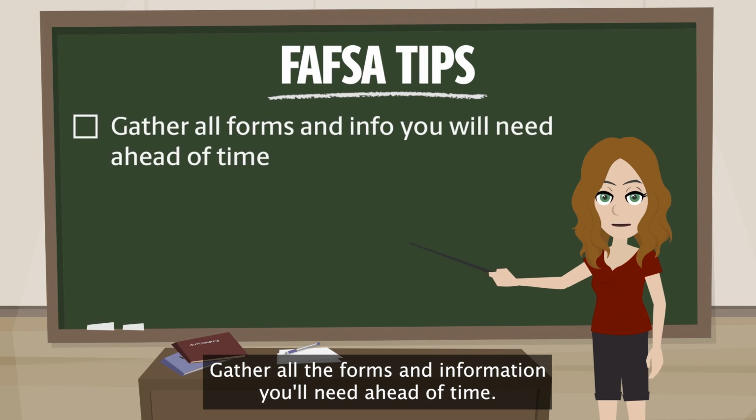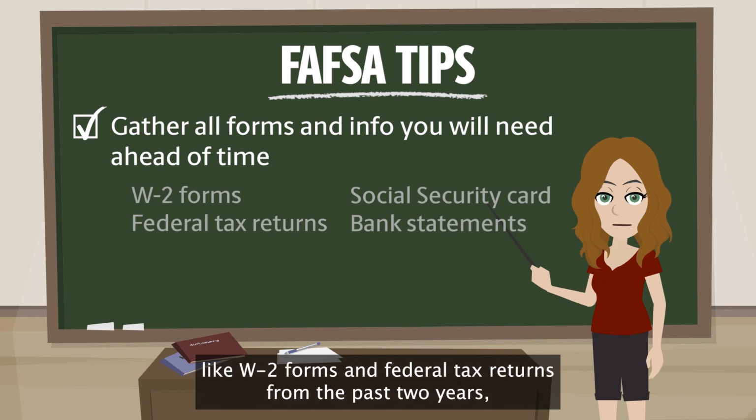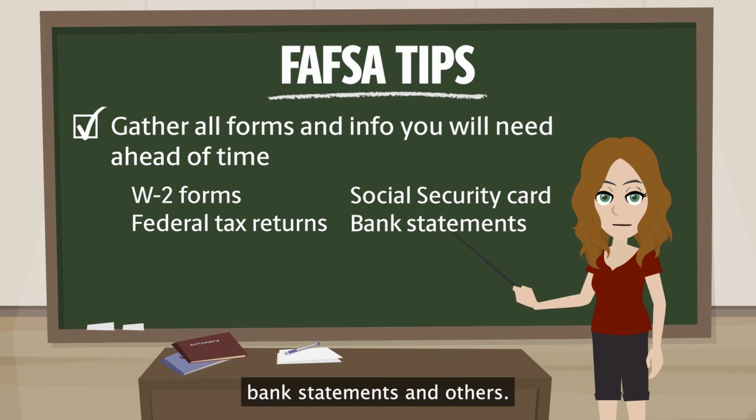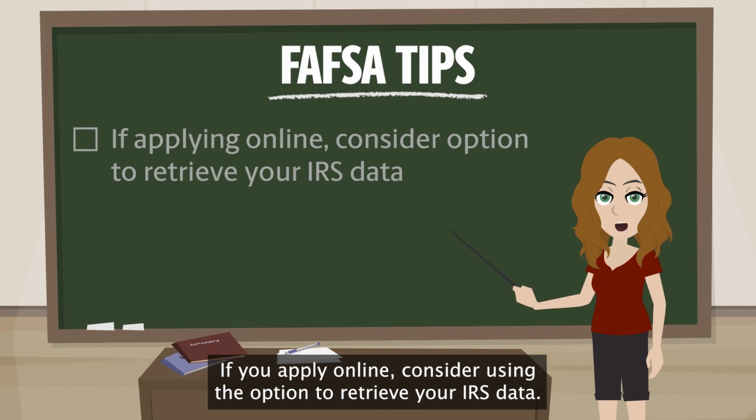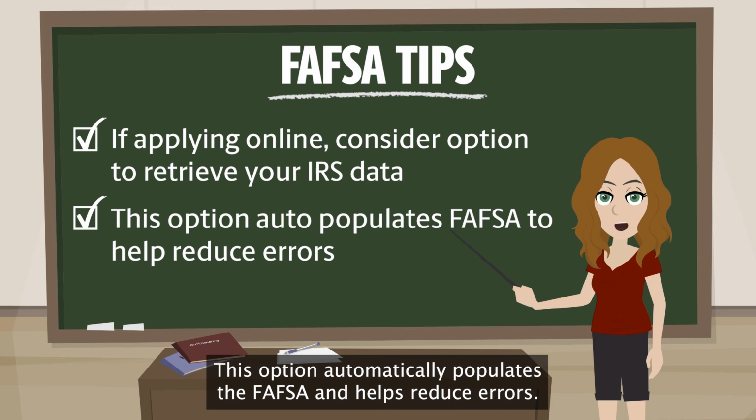Gather all the forms and information you'll need ahead of time. This includes important documents like W-2 forms and federal tax returns from the past 2 years, 2020 and 2021 in your case, your Social Security card, bank statements, and others. The FAFSA website provides a complete list of items to gather before you begin. If you apply online, consider using the option to retrieve your IRS data. This option automatically populates the FAFSA and helps reduce errors.